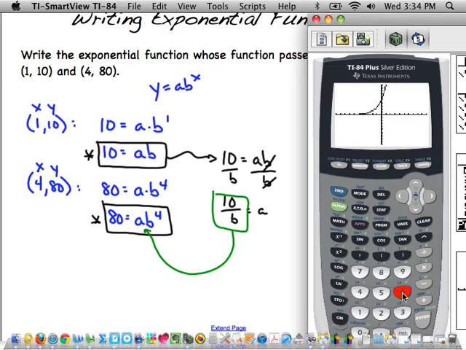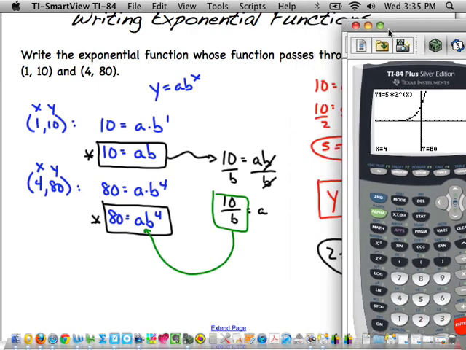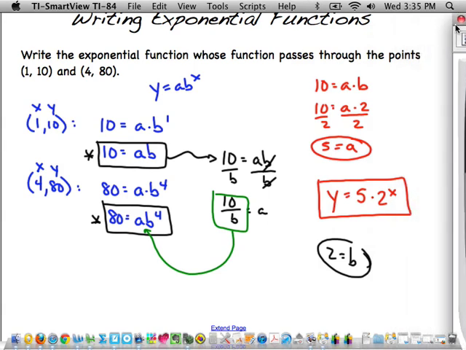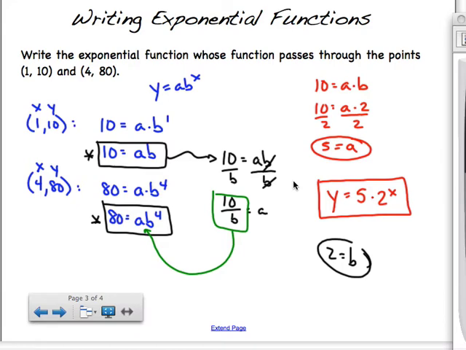Now, if I hit trace and hit 1, it better be at 10, which sure enough it is. And similarly, if I say my input x is 4, I better get an output of 80, and sure enough it is. So that function right there describes the one exponential that passes through both of those points simultaneously. Okay, let's try one more.